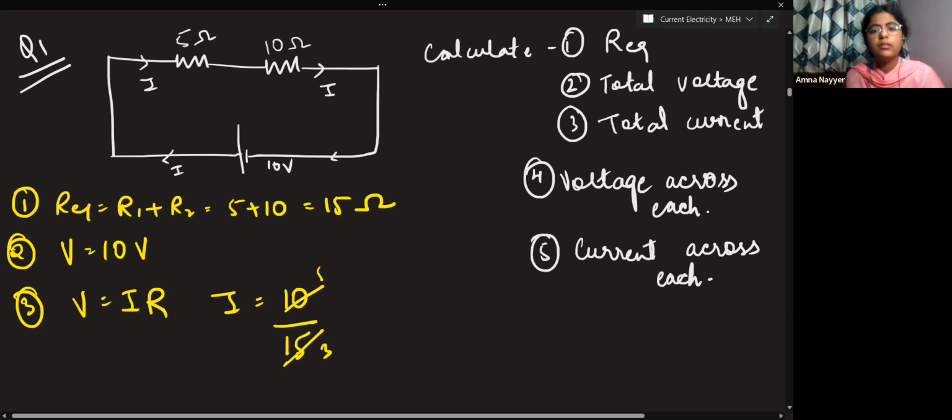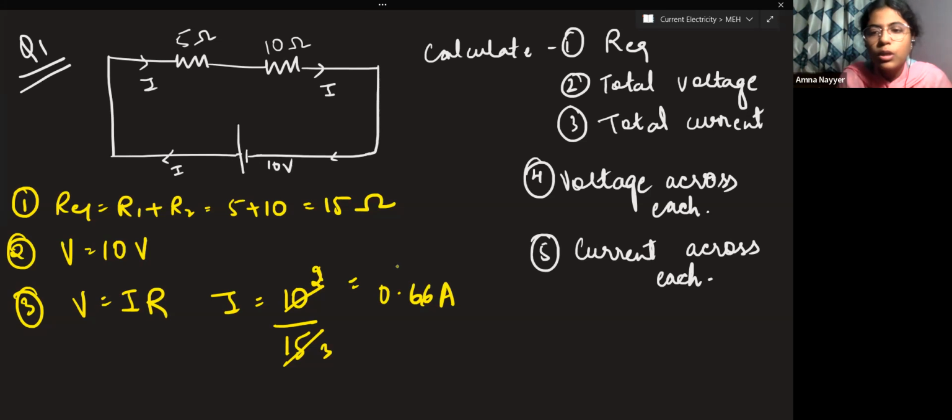Okay, 0.6 amperes. Is this coming? What were we solving? 10 divided by 15. No? So this is 3. Yes, this will be around 0.66 amperes. Correct. I think you have missed something in there. That's why a complete 3 was coming. So total current, we know that is 2 by 3 amperes.